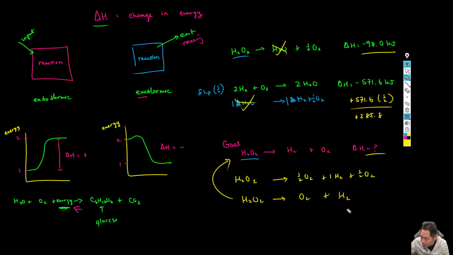And I get a delta H of 187.8. Okay, so that's how you do it in this way. What's cool is that you could use things that you know to kind of figure out things that you don't know. So let me know if you have any questions.